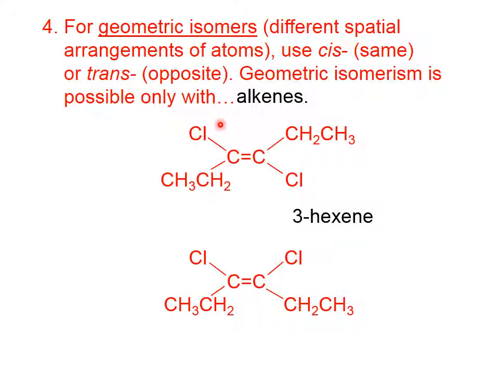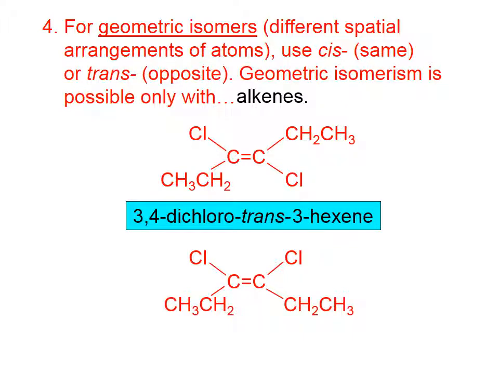And now we have to take into account these chloro substituents. So we have carbon number 1, 2, 3. There's a chloro attached to carbon number 3 and a chloro attached to carbon number 4. So we say 3,4-dichloro. And then, are these chloros on the same or opposite sides? And they are on opposite sides. So the name of this compound is 3,4-dichloro-trans-3-hexene.